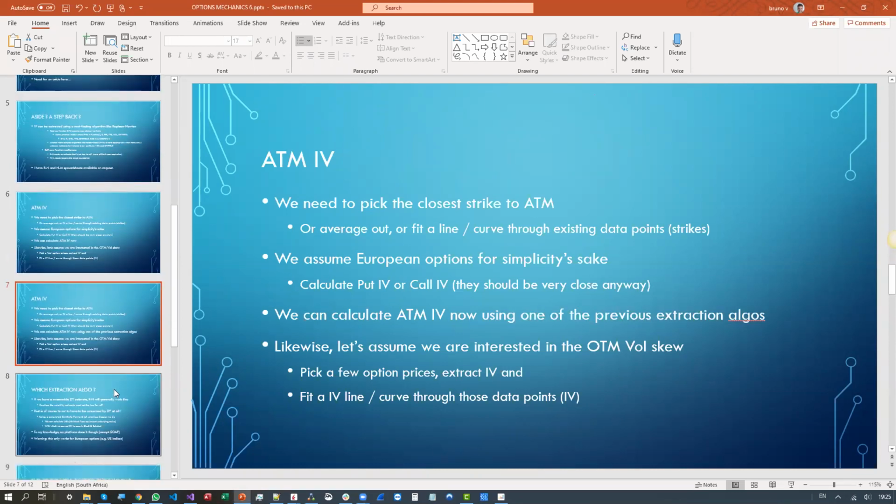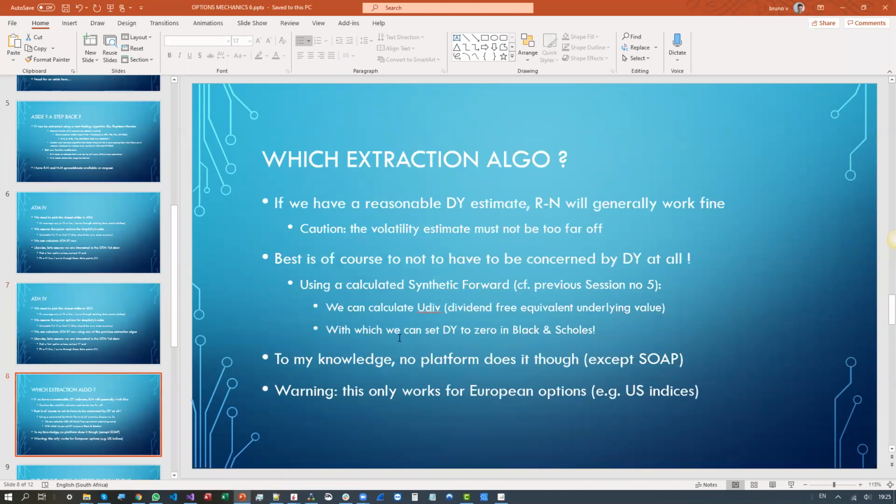Okay, I duplicated that. So which extraction algorithm are we going to use? If we have a reasonable dividend yield estimate, Raphson-Newton will do fine. And again, you need to have an estimate that is not too far off, and be careful when you get close to expiration. It won't work very well.